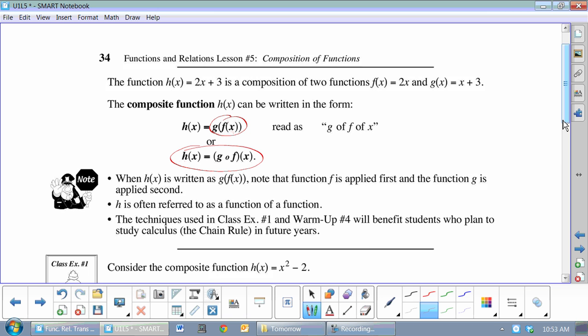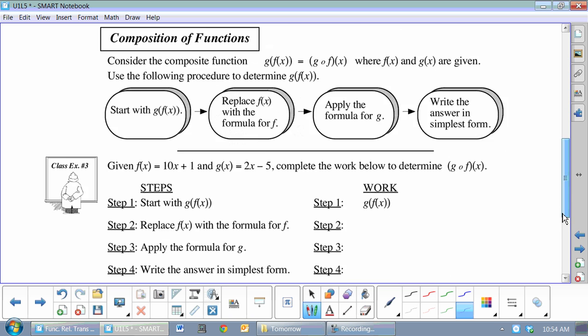So I always remember that since f of x is second, it goes inside of g of x. Okay, you need a way to remember that g of f of x means that f of x is on the inside. So it kind of even looks like it's on the inside there. Whatever you need to remember, in case they change the order on you. And if you take calculus, you're going to be using the chain rule when you do derivatives.